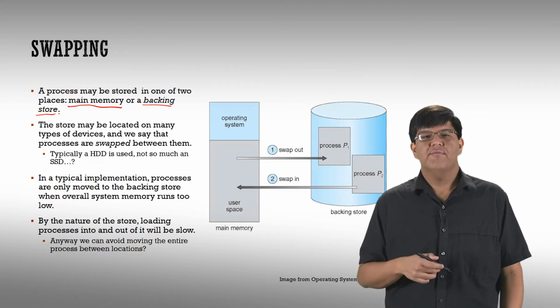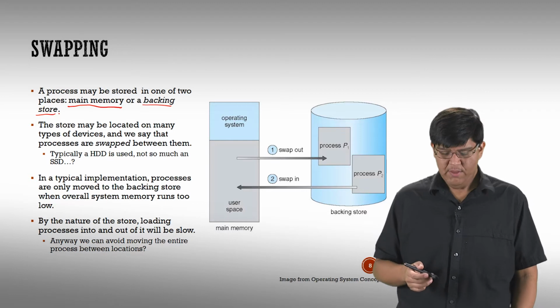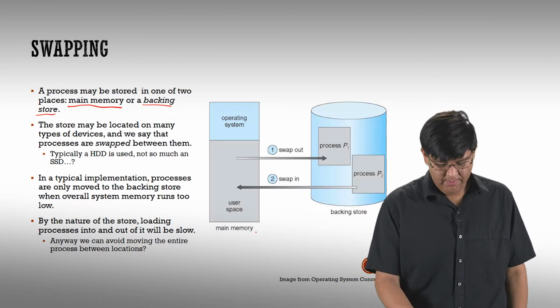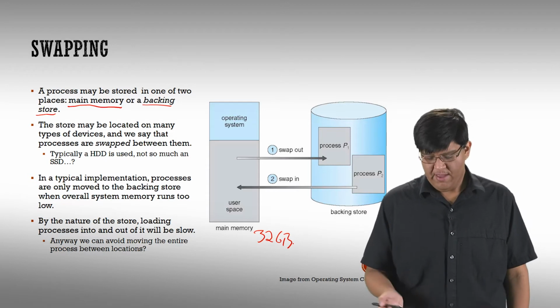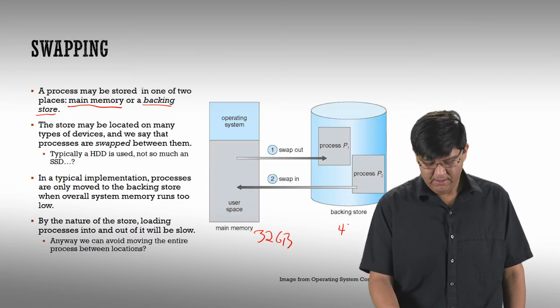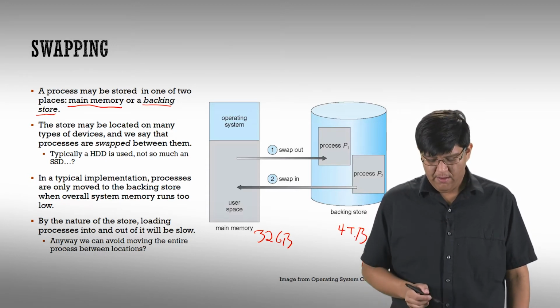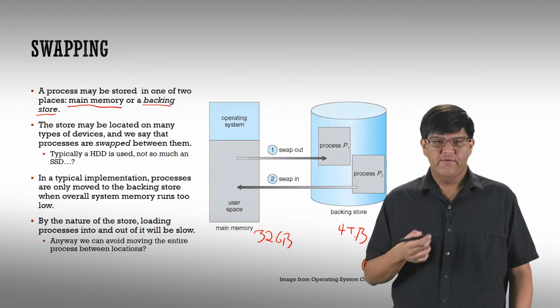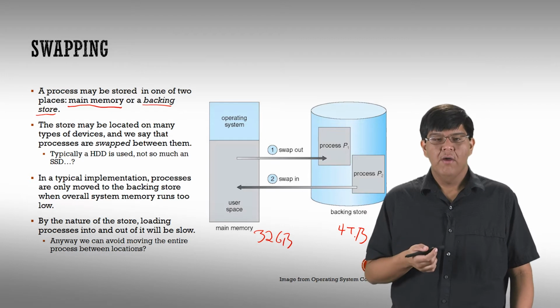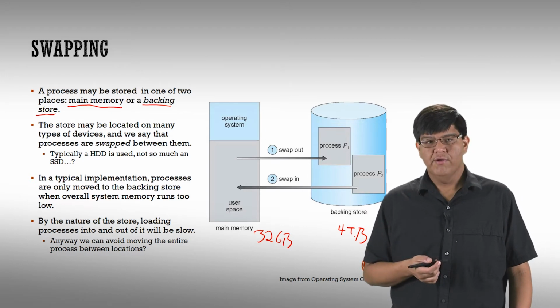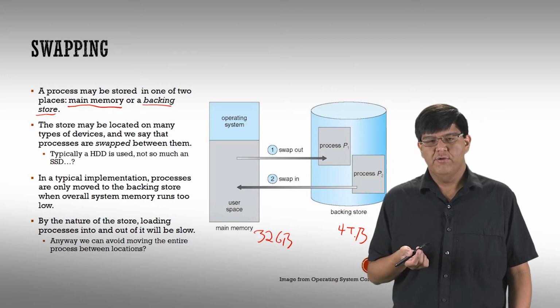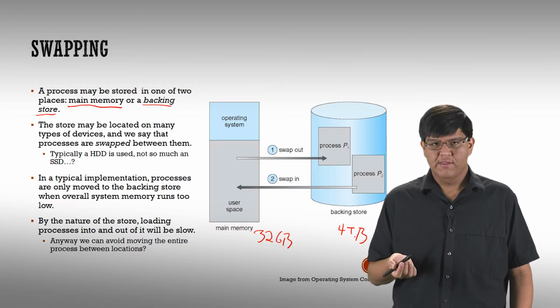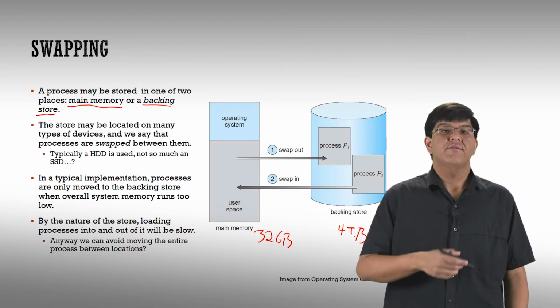It's going to be someplace that has more capacity than my main memory, because typically my main memory is limited. So maybe I have just 32 GB of memory, and over here for my backing store, maybe this is like 4 TB, 4 terabytes. These are significantly different. The issue is that sometimes I'm loading stuff into my memory, and all of a sudden I run out of space. Once I run out of space and somebody wants to run a new process, I need to kick something out. So I need to take a process and swap it out.